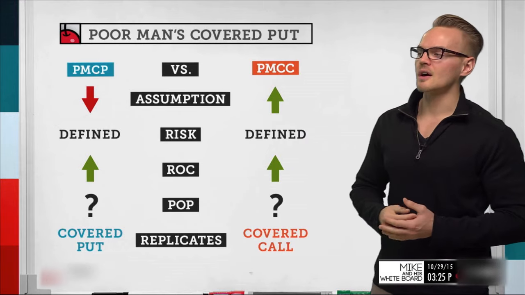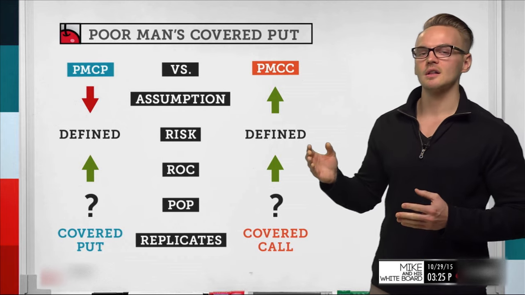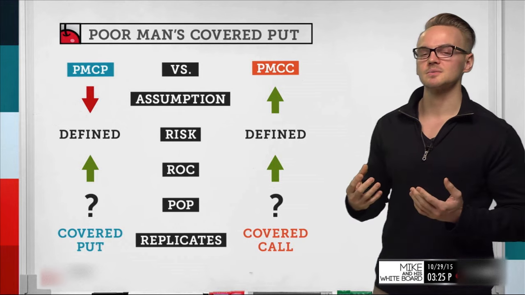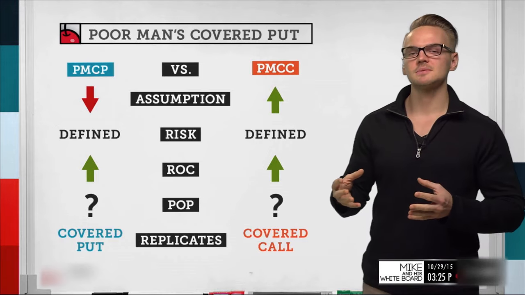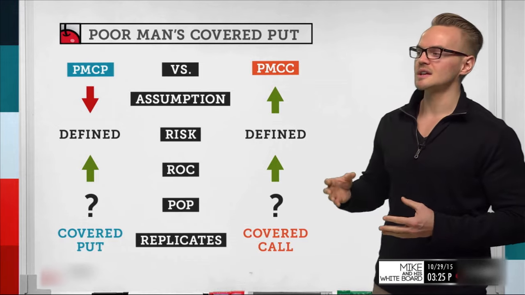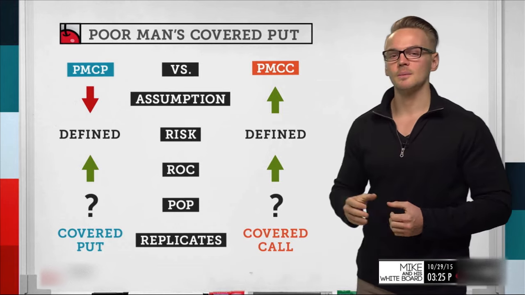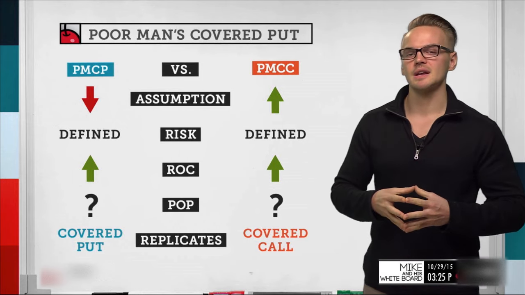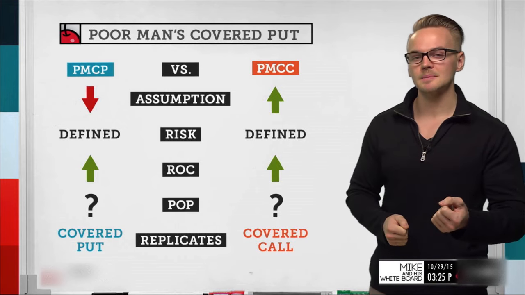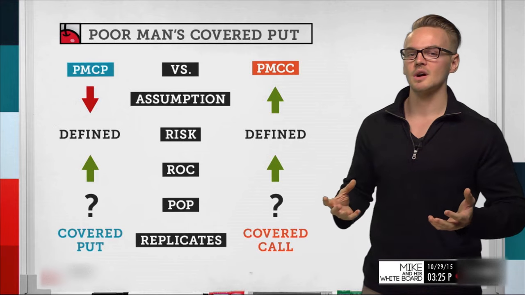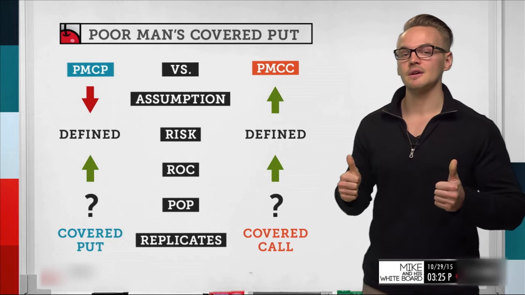For a poor man's covered call, however, the assumption is the opposite. So I'm purchasing a longer dated call and selling a call against it, so I want that underlying to go up because the call contract gives me the right to buy 100 shares of stock as opposed to the put contract, which gives me the right to sell 100 shares of stock. So that difference there is why this assumption is different. However, both of these are defined risk. So in both of these scenarios, I'm purchasing this strategy for a debit. So I'm going to be purchasing that longer dated option and then selling a shorter dated option against it to reduce my cost basis, which is what we're all about. For both of these strategies, the return on capital is going to be higher than their counterpart.